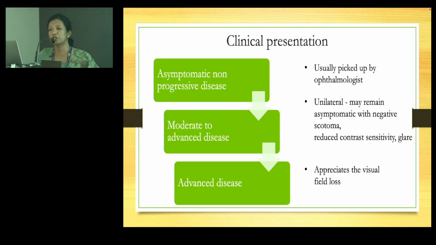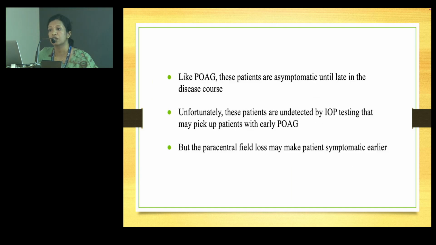So clinically, the patient can present as an asymptomatic non-progressive disease, which is usually picked up by an ophthalmologist during routine checkup, or as a moderate to advanced disease. Even in moderate disease, if it is unilateral, patient may remain asymptomatic with negative scotoma. Patient may have reduced contrast sensitivity and glare, or the patient can present with an advanced disease who appreciates the visual field loss. Like primary open-angle glaucoma, these patients are asymptomatic until late in the disease course. Unfortunately, these patients are undetected by intraocular pressure testing that may pick up patients with early primary open-angle glaucoma. But the paracentral field loss may make the patient symptomatic earlier.